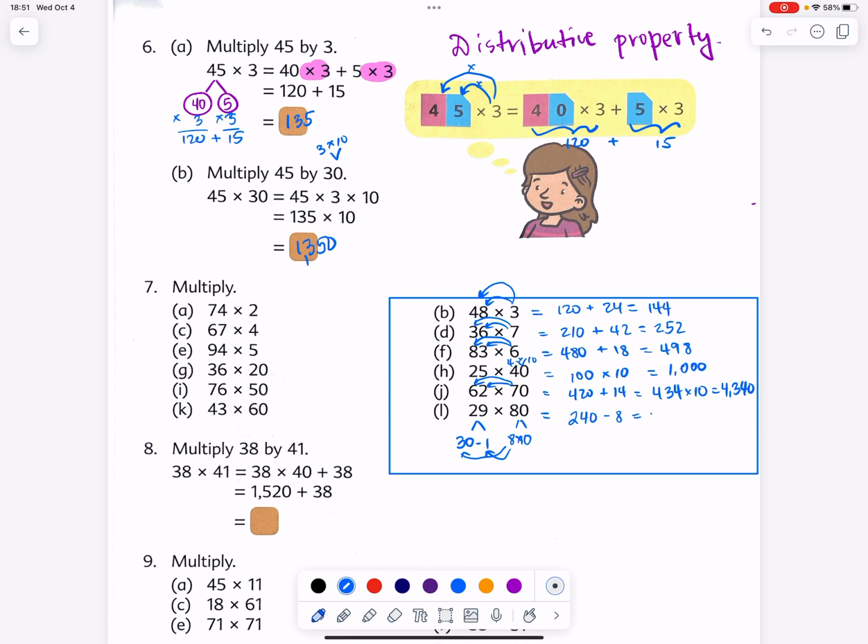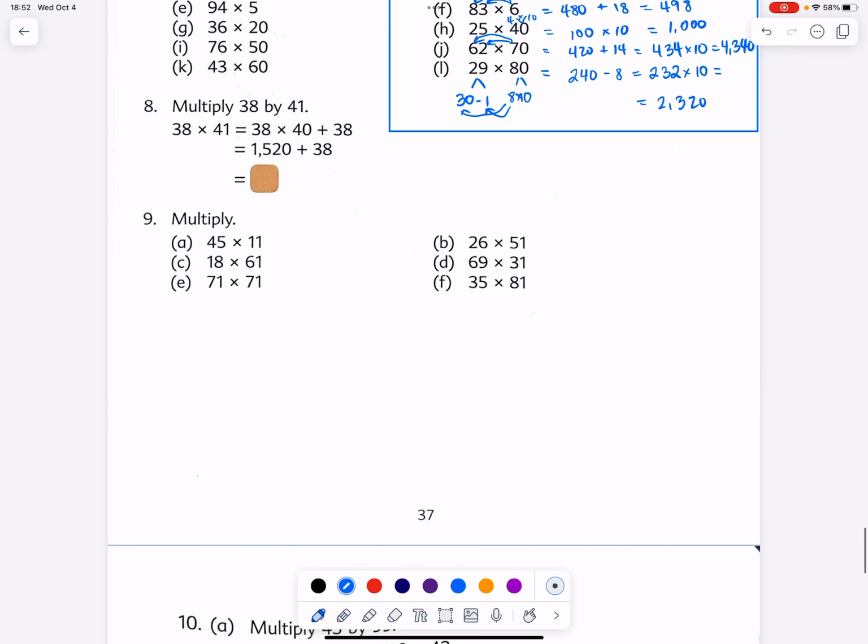Let's take away those 8 ones. The result is 232. And on top, we didn't just multiply by 8, we multiplied by 8 tens. That's what they wanted. So this is super easy, 2,320. This is how we multiply by round numbers in our head.